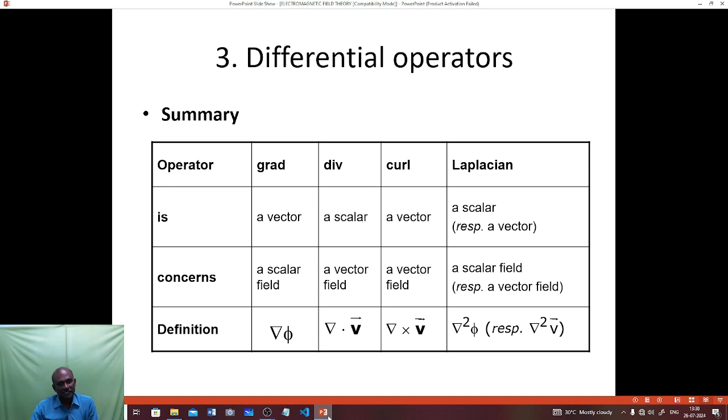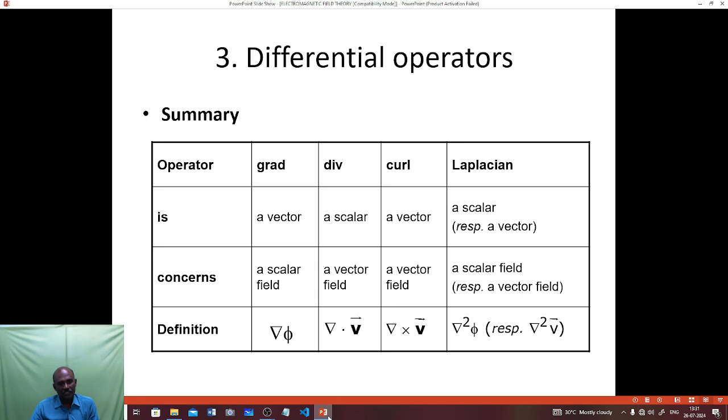So the gradient of any field is a vector. But divergence is a scalar. Having the dot product between two vector operations gives a scalar value. The curl is a vector. Having the cross product between any two vectors gives a vector. So gradient is a vector field from a scalar field, divergence is a scalar field, curl is a vector field.